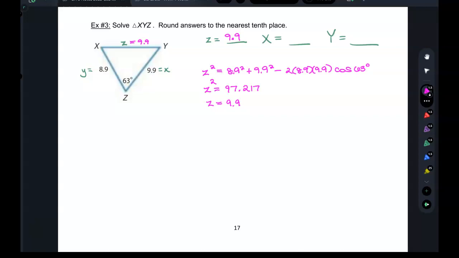So, do you guys recognize something? Hannah noticed something. What do we notice? Thank you, Anna. Yeah, these two are congruent. So, what should we get for angle X?